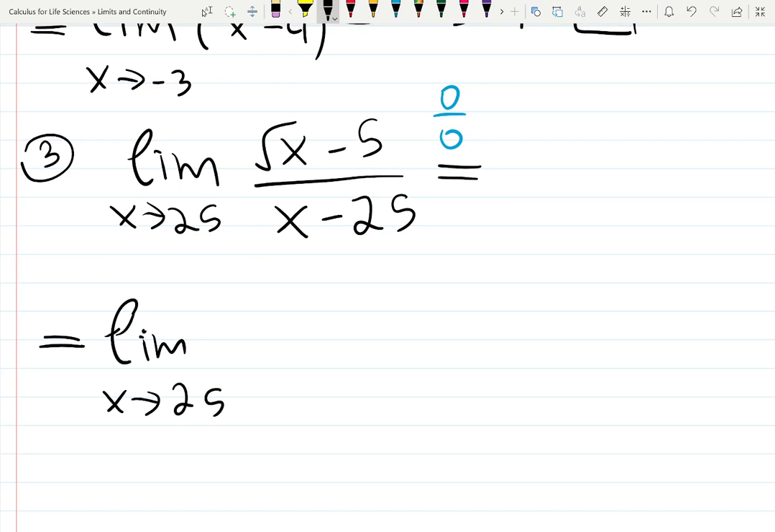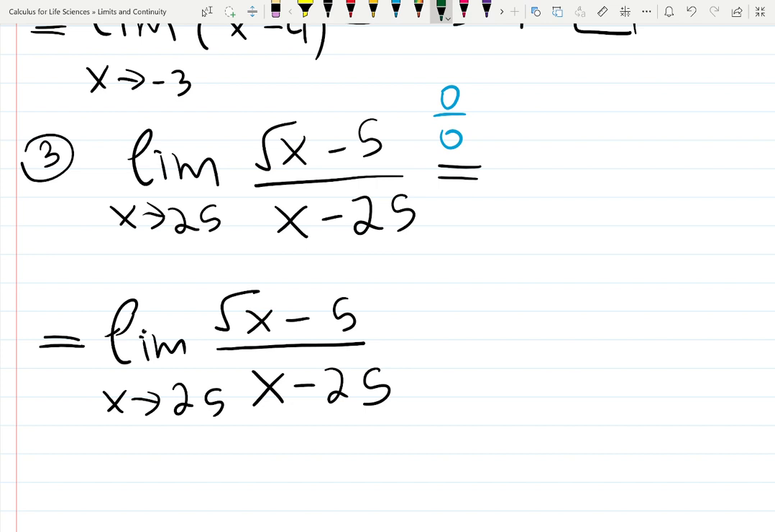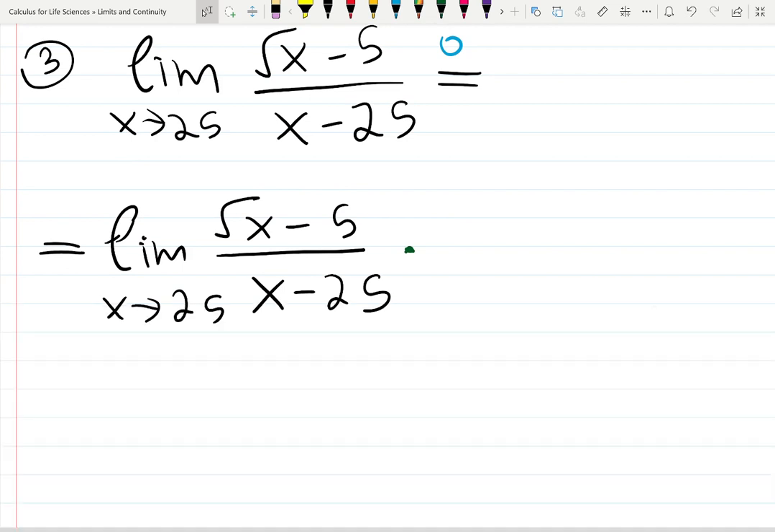So multiplying by the conjugate works all the time. And this is how you do it. You copy the whole thing. Maybe take a different color or not, you decide. And then you multiply and divide by the conjugate, which is the square root of x plus 5, like so.